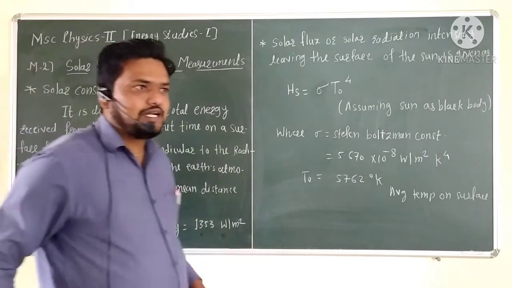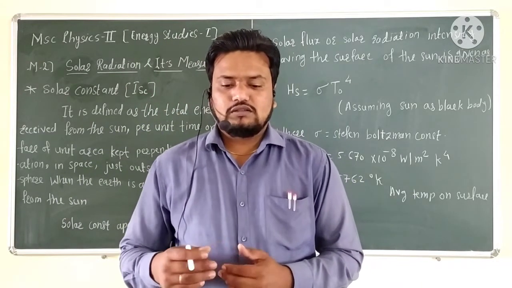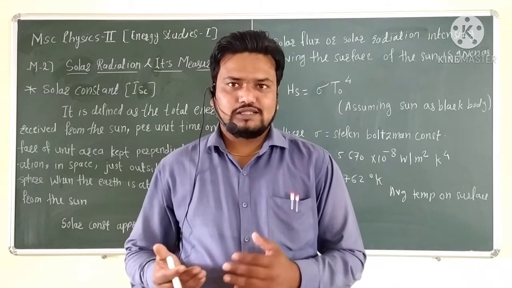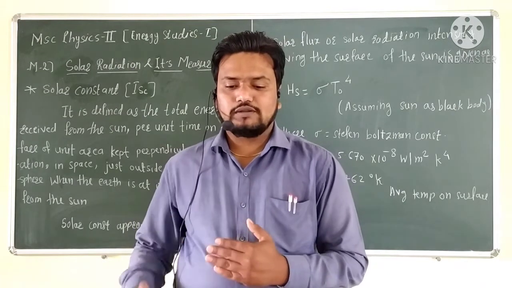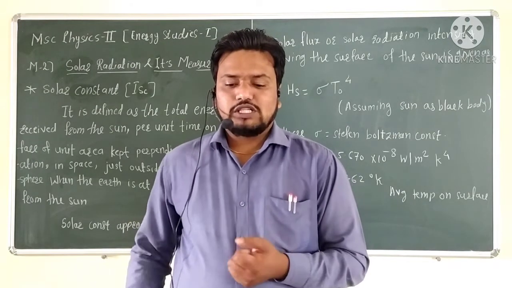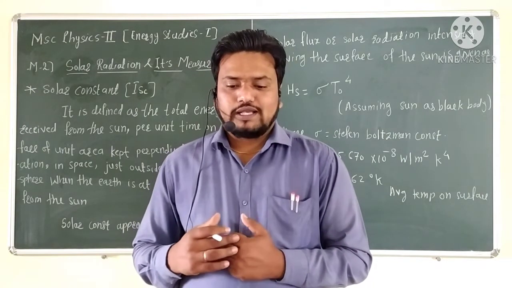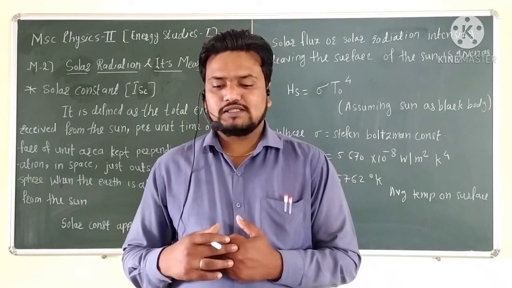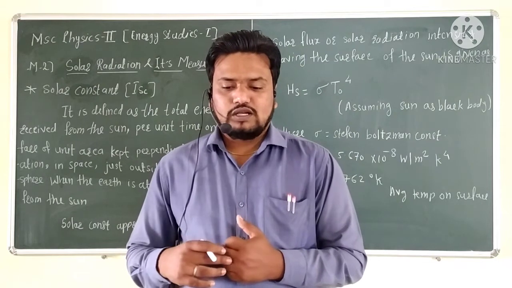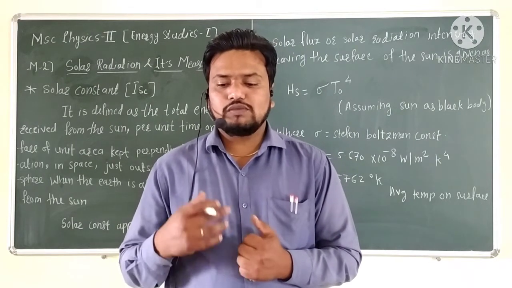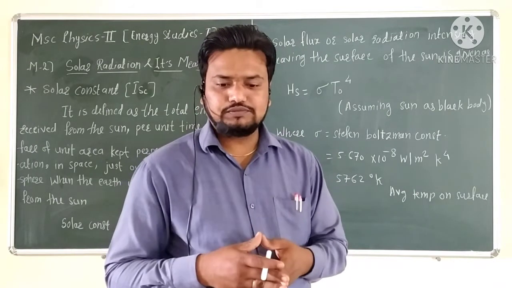So this is the approximate value calculated, and this value of 1353 watt per meter square is, in calorie per meter square per minute, 1.940 calorie per meter square per minute, or 1165 kilocalorie per hour per meter square, and 4871 kilojoule per meter square hour. So that is the value in different units, as stated here.